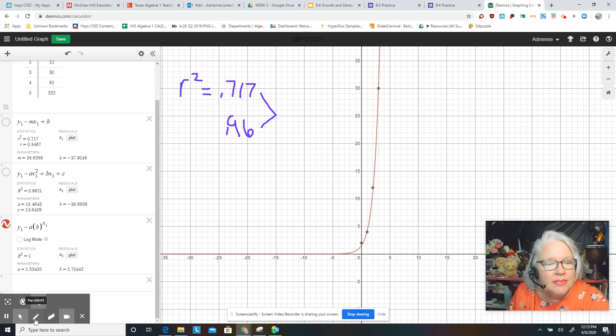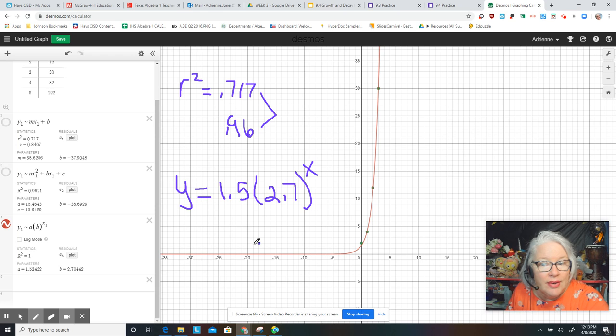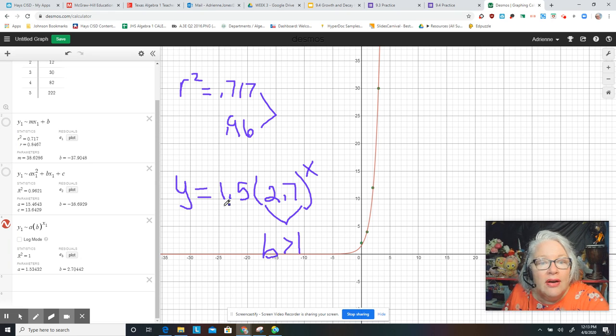So I want to talk about something real quick. So let me write the equation out. Y equals 1.5, because I don't want you to forget these things, 2.7 to the x. How do I know from the equation that it's not linear? The x is in the exponent. Remember, this is our b value. Our b value is greater than 1. That's what tells us it is a growth function. It is growing. Our a value is our y-intercept.